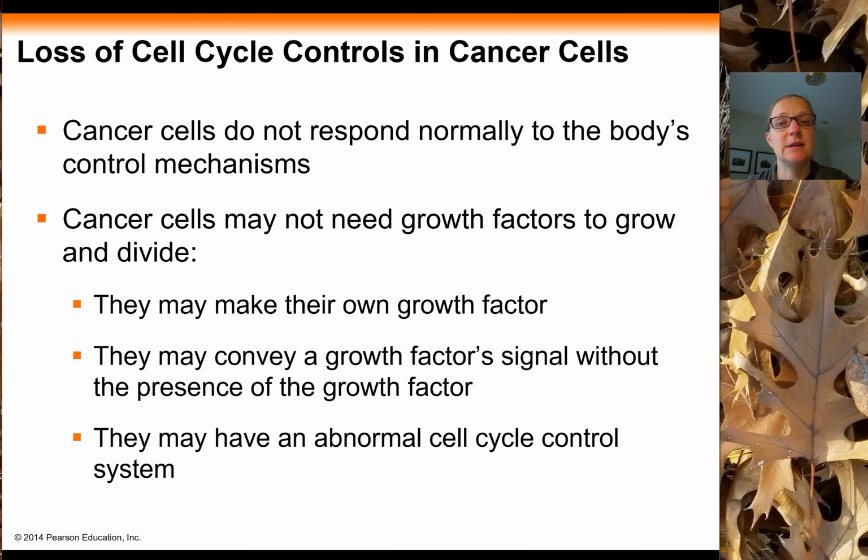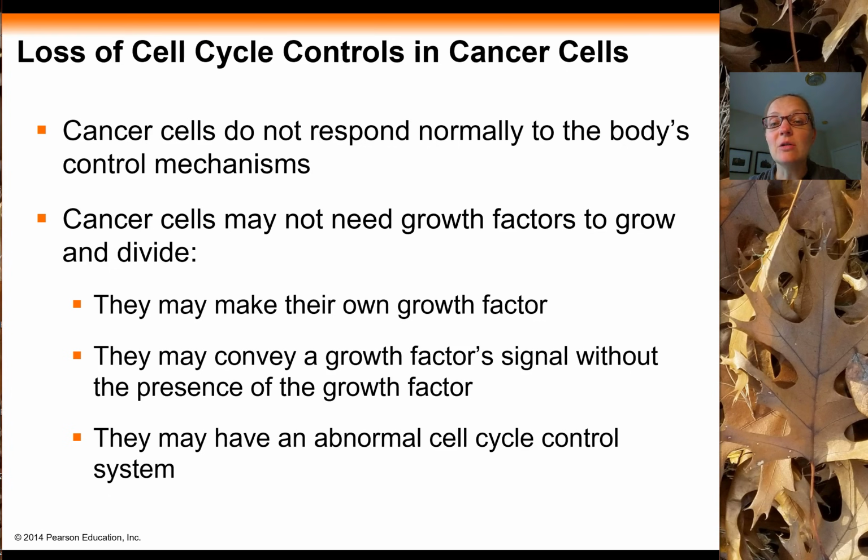Now that we understand how the cell cycle is regulated in cells, let's talk a little bit about what happens when a cell can no longer regulate its cell cycle. Here's our discussion of cancer cells. So we understand that cancer cells don't respond normally to the body's control mechanisms of the cell cycle.